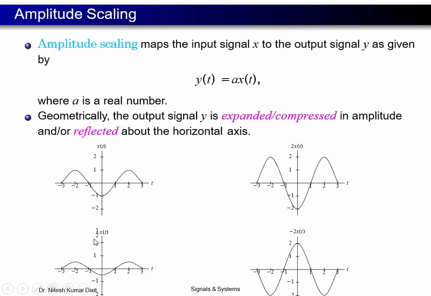If we multiply the signal by 1 by 2, the original signal is also multiplied by 1 by 2. The original was 1 in the positive and 1 in the negative. So in 1 by 2 into x(t), the new signal has a new height of 0.5 in the positive and in the negative. Similarly, if we multiply the signal by minus 2, the signal is reversed and multiplied by 2. This is known as amplitude scaling.